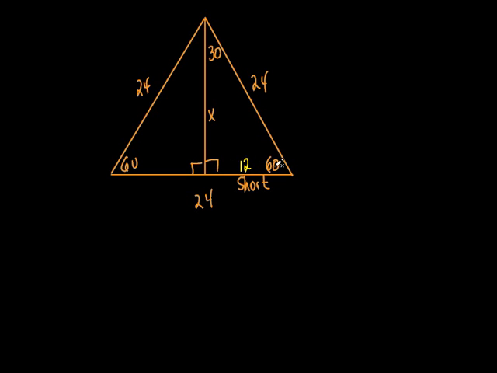If these two sides are equal, yes. If it's an isosceles triangle and this is perpendicular from the top right here, yes, it bisects the angle and it bisects that side. Those are theorems that we talked about quite a long time ago.